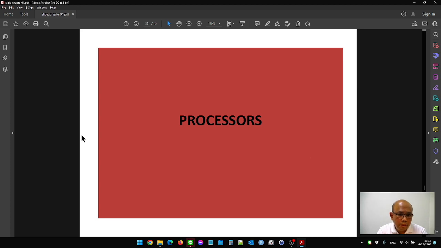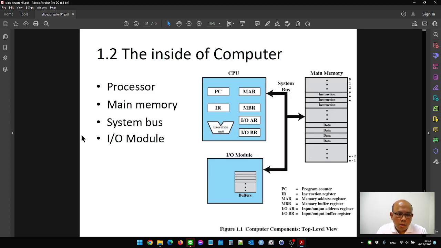For the next topic, I told you processors. What is a processor related to computers? Computers have many types in the computer system.